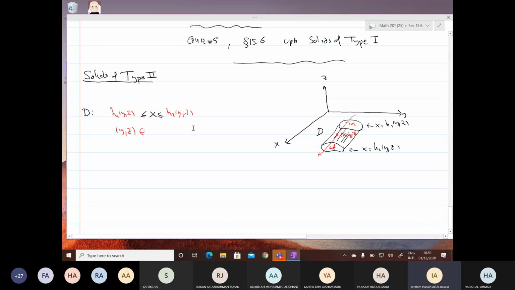Where will y and z lie? The yz region of the solid. We take the projection in the yz plane. This is the projection here, and this is the region R. Why is it in the yz plane? You take the projection along the x-axis, so it is a plane region. In this case, what is the triple integral over D of f dV? I have to integrate first with respect to what?